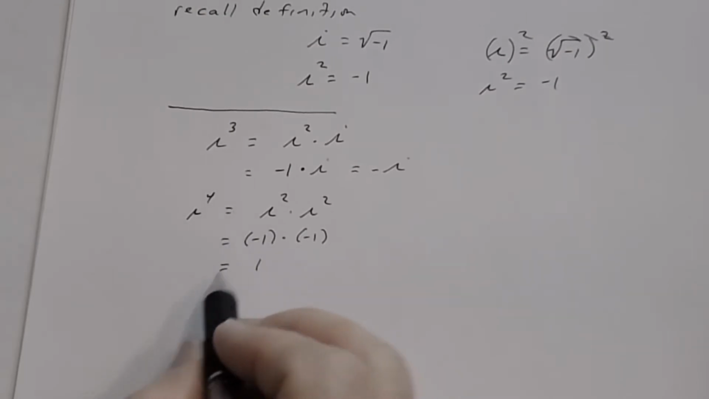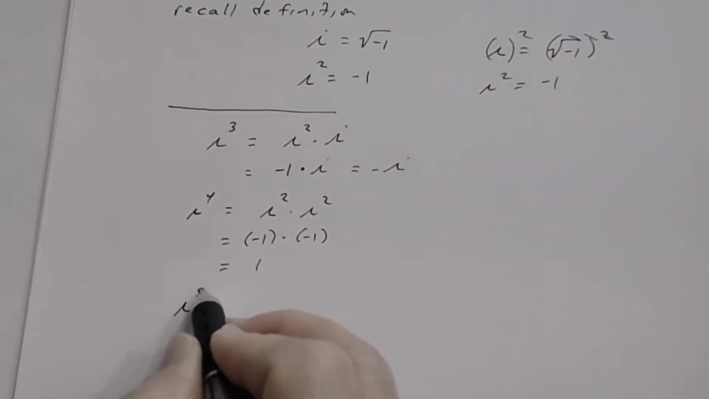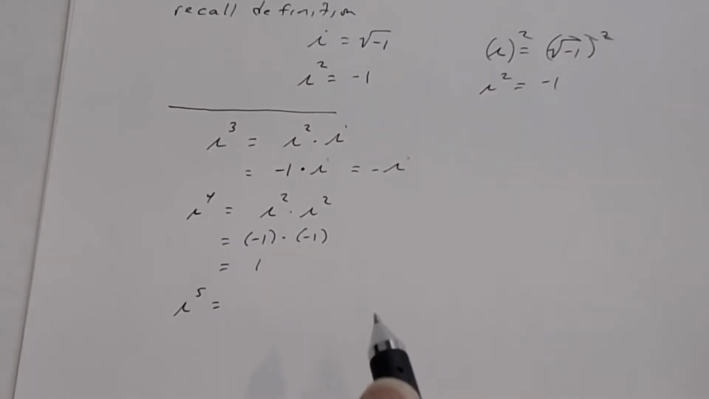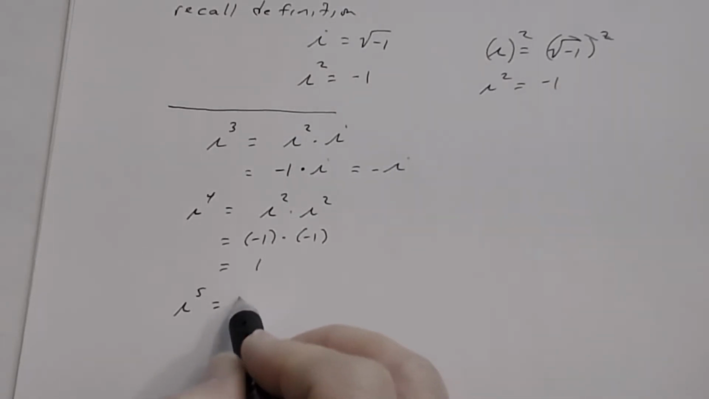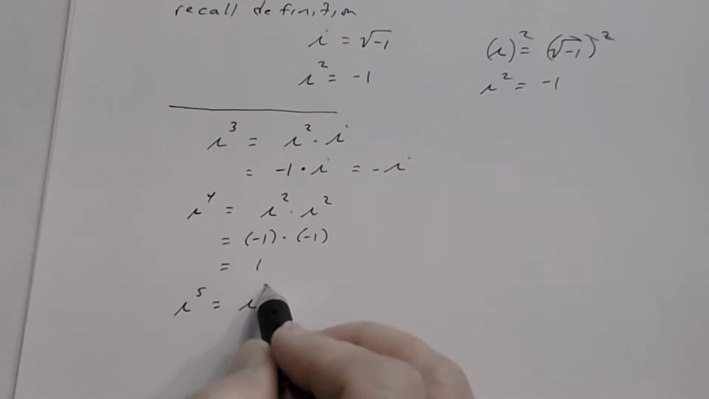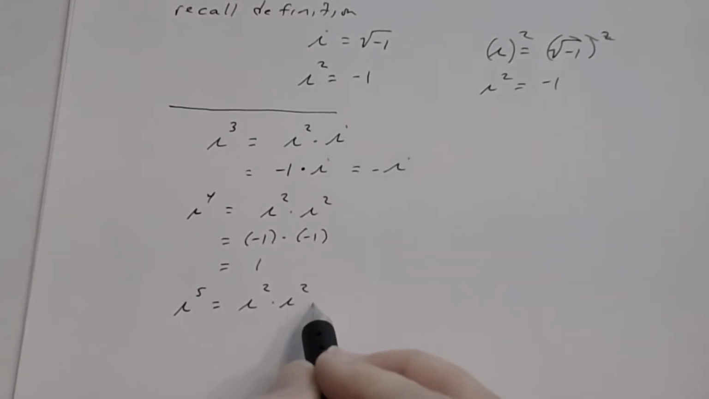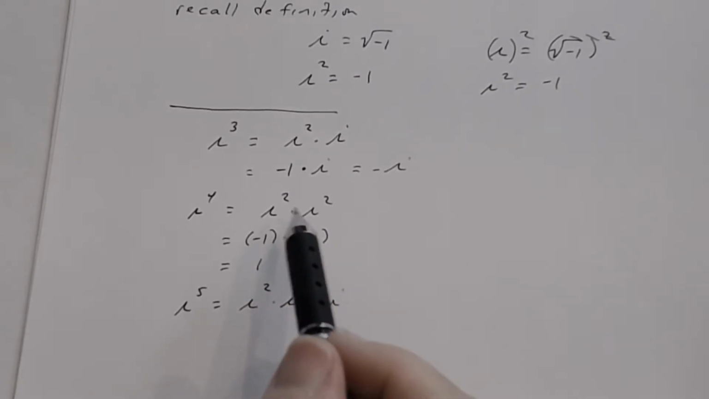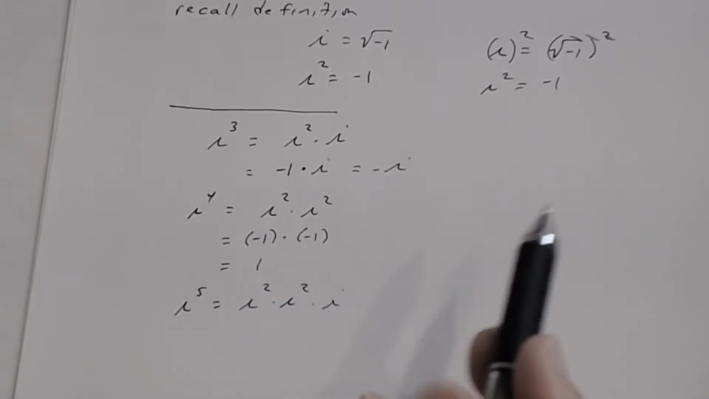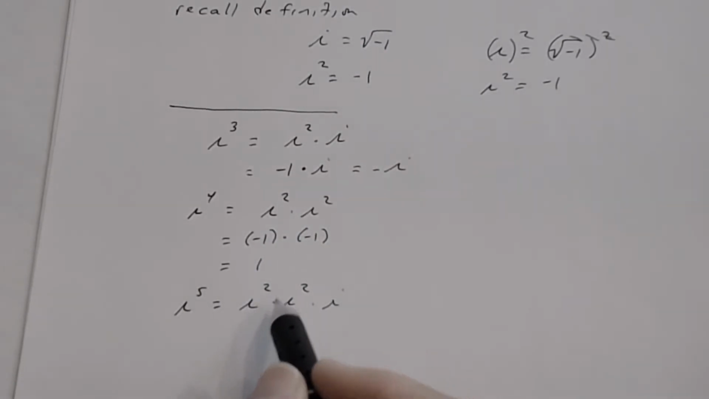Now let's look at i to the 5th and continue on with this. i to the 5th becomes i squared times i squared times i. Y'all agree with that? Just using the same idea with the same bases and exponents: when you multiply like bases, you add exponents, and 2 plus 2 plus 1 is 5.